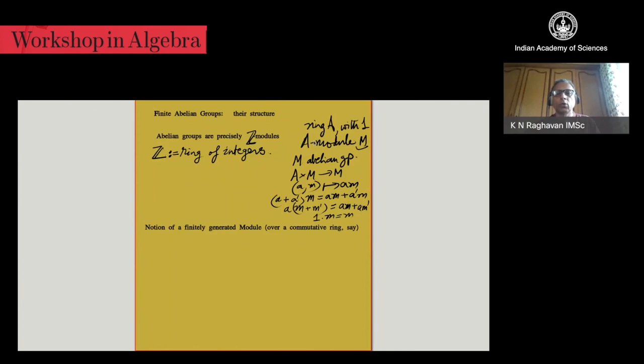Essentially, what we are saying is that if I take an abelian group, the Z module structure comes for free. So we have to define what it means, given an abelian group, let me use the letter M. Given an abelian group M, with M an element of M and N in Z, I would like to know what N times M is. What does this mean? This is M plus M plus M, N times.